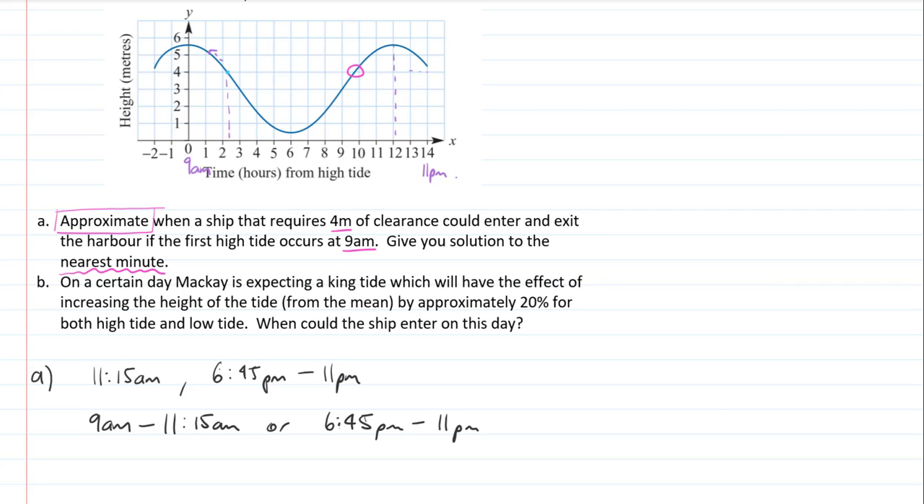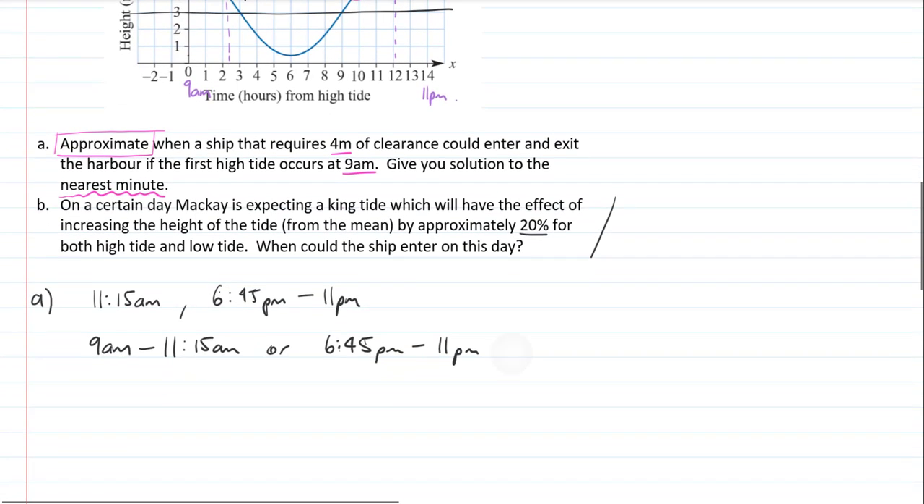Okay, on B, in question B, sorry, on a certain day, Mackay is expected to have a king tide, which will have the effect of increasing the height of the tide from the mean by approximately 20%. So the mean here, I'd say that's 5.5, and I'd say this is 0.5, and the mean is 3. So we're going to have a 20% increase on the mean, which is going to affect my amplitude. So given this, when can a ship enter on this day?